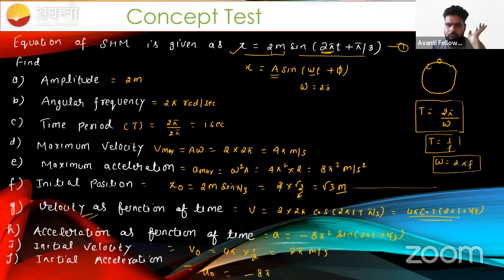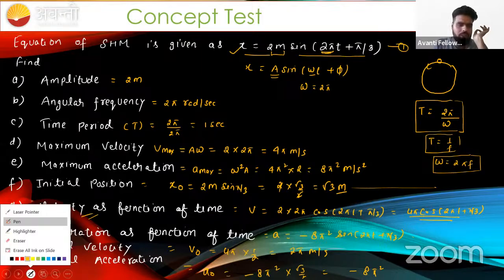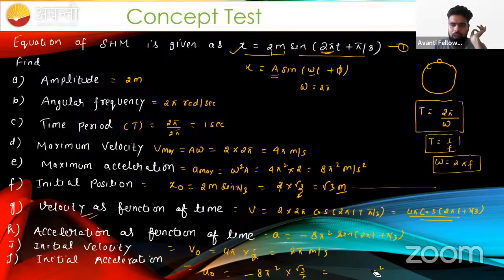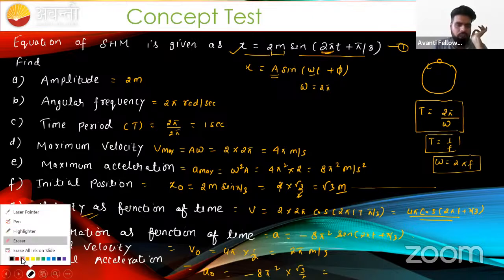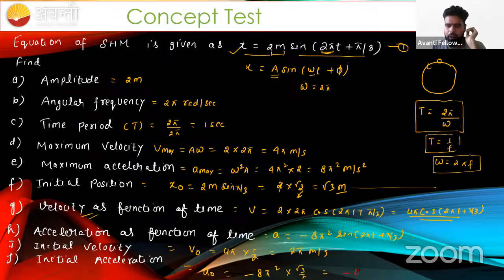So this will be equal to minus 8 pi square sine(pi by 3). Again, beta, this is root 3 by 2. If we solve this, this value will become 8 pi square, and we can cancel out 2 with 8. And this value will be equal to minus 4 pi square root 3, and the unit is meter per second square. So this is the basic approach to deal with such type of problem, and all possible questions that can be asked in the kinematics of SHM are asked here.